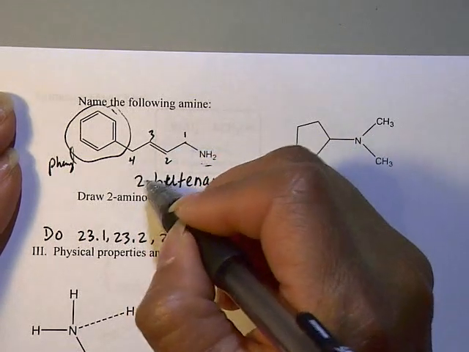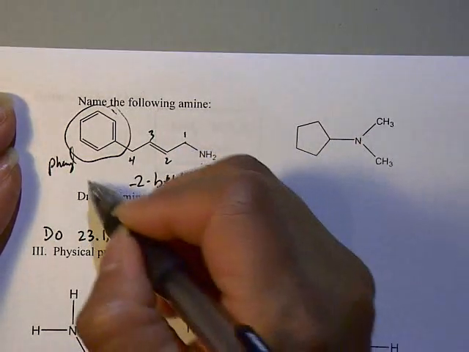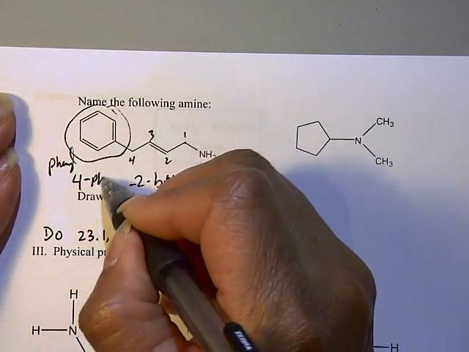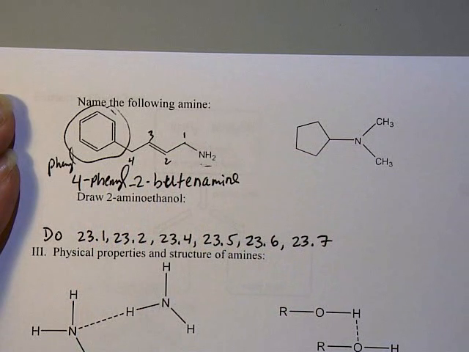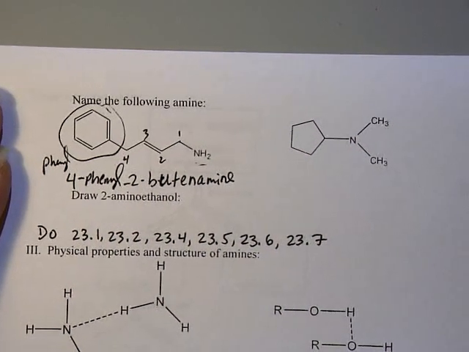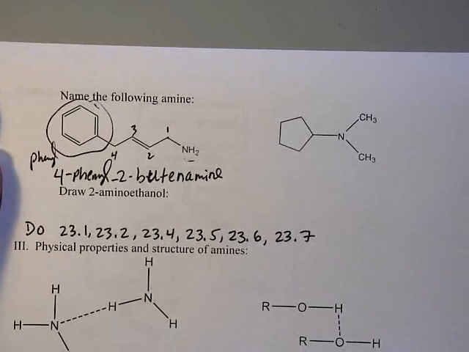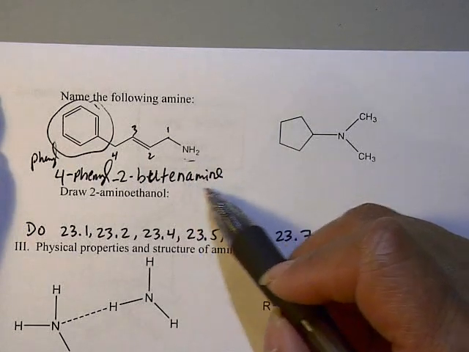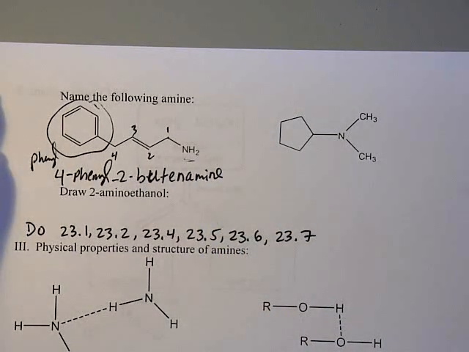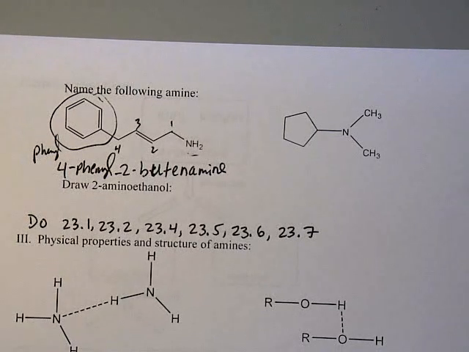And where's the double bond? At the second carbon. And then you have at the 4th carbon a substituent called phenyl. So that will be the name, 4-phenyl-2-butenamine. It's understood in this instance that the amine group is at the end because of the name amine. It doesn't have an R group on that. All right, so we'll continue with the other naming in the next lecture.